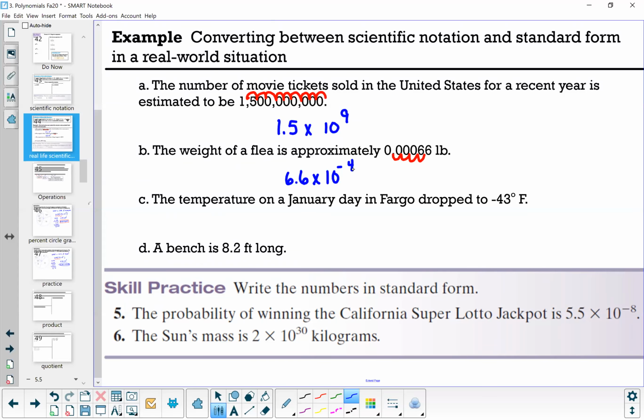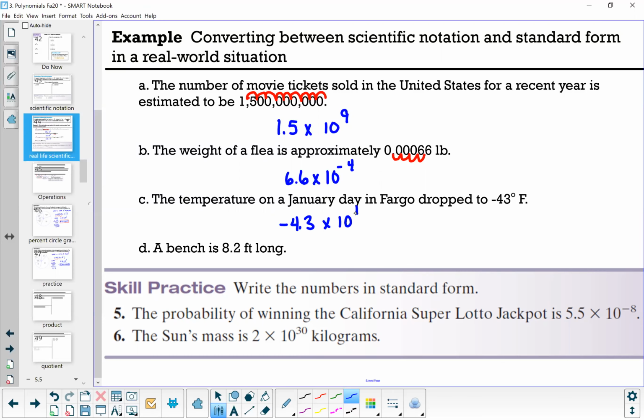All right, let's take a look at C. The temperature on a January day in Fargo dropped to negative 43 degrees Fahrenheit. So in scientific notation, our A value would be negative 4.3 times 10 to the first power. We don't really need to write that 1 there, but I did it just for emphasis here. So this is an example where, why would you even want to use scientific notation? It's not providing any convenience. You can do it, does it mean that you should? In this case, I would say no.